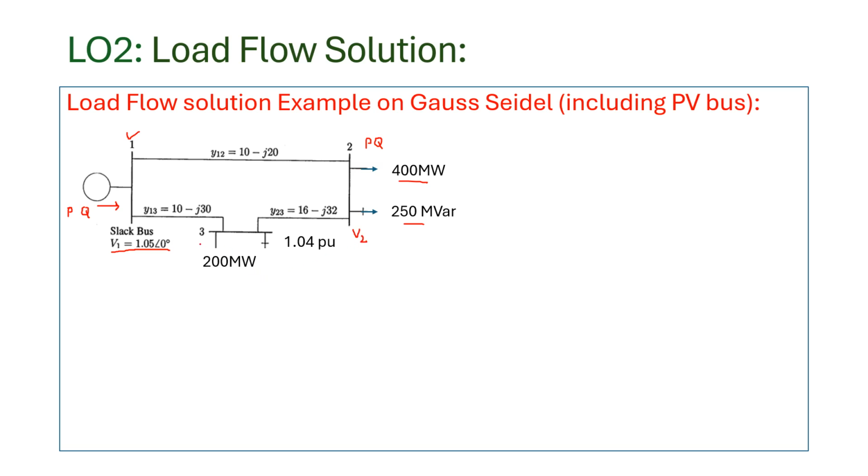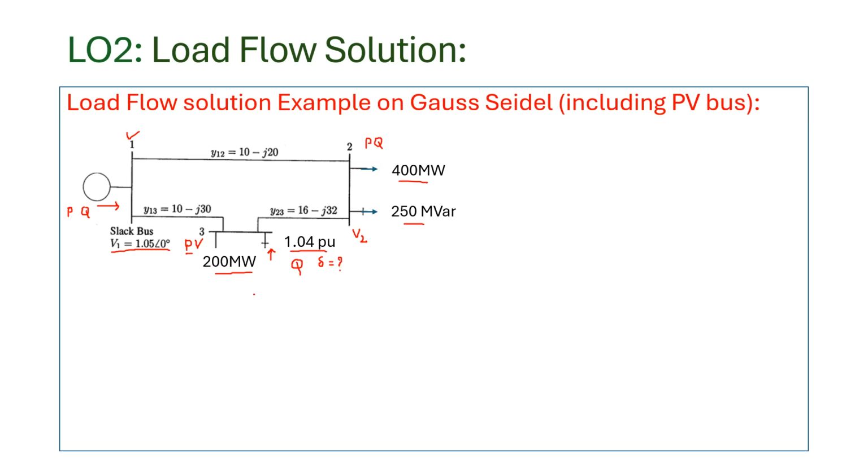And the third bus is specified as a PV bus, where P is specified, that is 200 megawatt, and V is specified as 1.04 per unit. This is the magnitude. So at this bus we have to calculate what is the reactive power to be injected into this system from the generator, and what should be the phase angle of the voltage. So these two parameters we have to calculate. So how to proceed now?